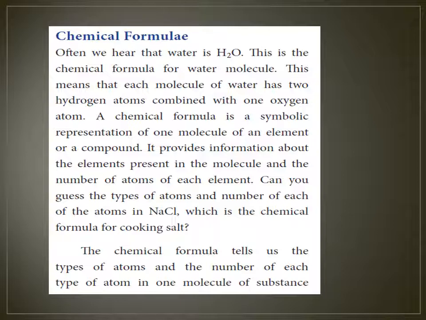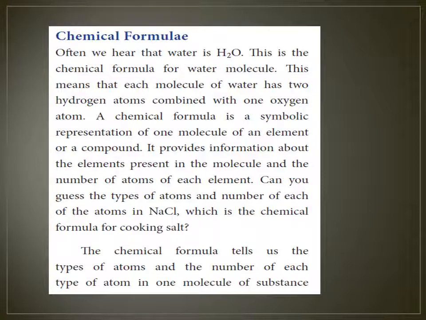Chemical formula. Often we hear that water is H2O. This is the chemical formula for the water molecule. This means that each molecule of water has two hydrogen atoms combined with one oxygen atom. A chemical formula is a symbolic representation of one molecule of an element or a compound. It provides information about the elements present in the molecule and the number of atoms of each element.